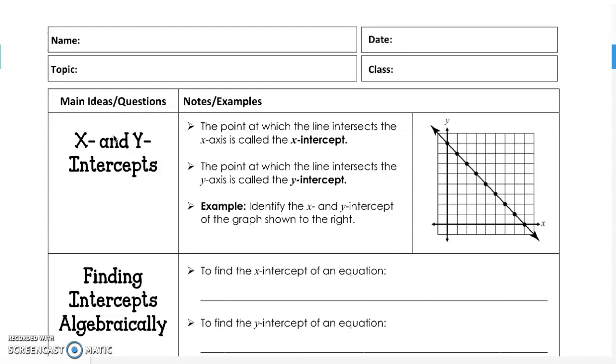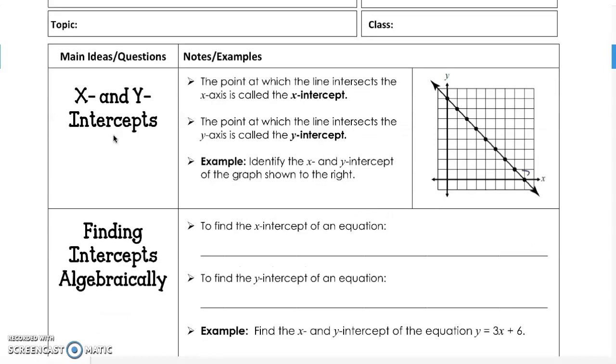So the point where the line intersects or crosses the x-axis is called the x-intercept. So that would be down here. That's where it crosses the x-axis. So when we identify or say what the intercepts are, we always write them as an ordered pair. So the x-intercept is the ordered pair 8, 0.